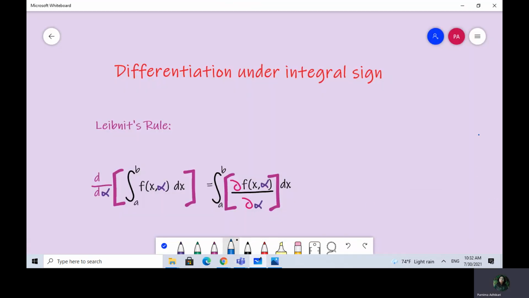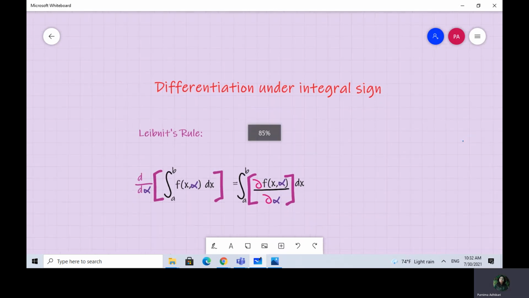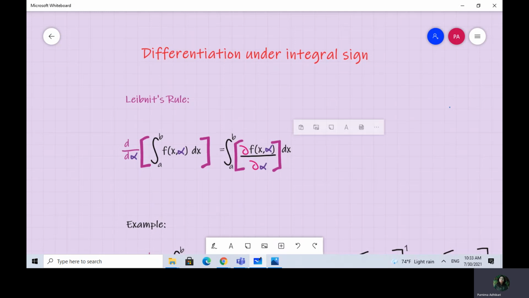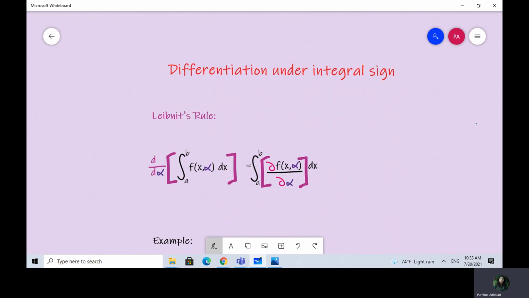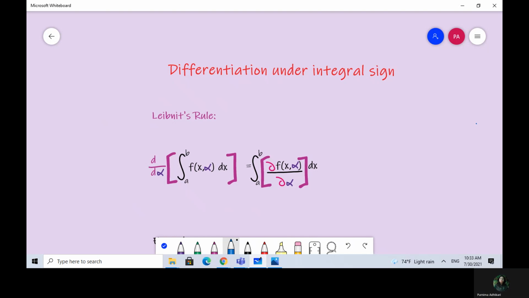So differentiation under integral sign. Very interesting topic. Okay, so on your screen, all of you can see this one expression. Just don't go too much into detail about this expression. I will tell everything one by one, but just listen to me for the time being. Okay, differentiation under integral sign.